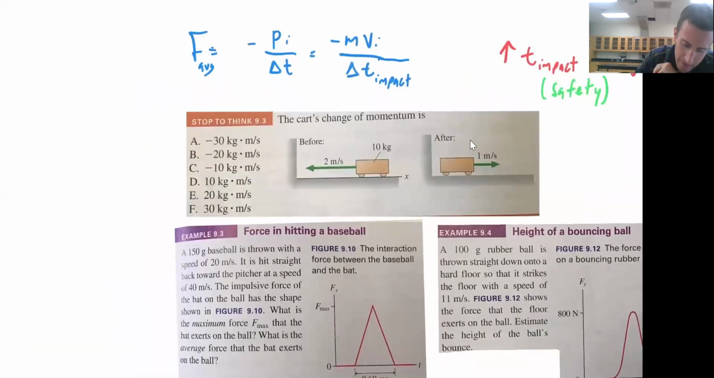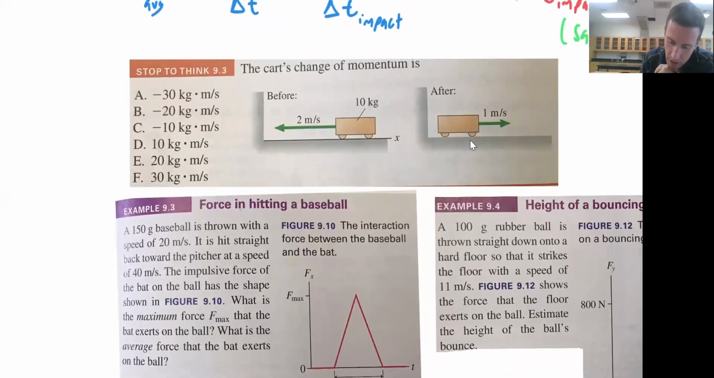All right, another stop and think. The cart's change of momentum. So before, the cart was going this way, that is to the left, so that's a negative 2, right? Times 10 would be negative 20 initial. Final is the same cart, which is 10 kilograms, times 1, so that's 10 kilogram meters per second. Final minus initial is 10 minus negative 20, which gives me positive 30. So final minus initial, boom, there we go.